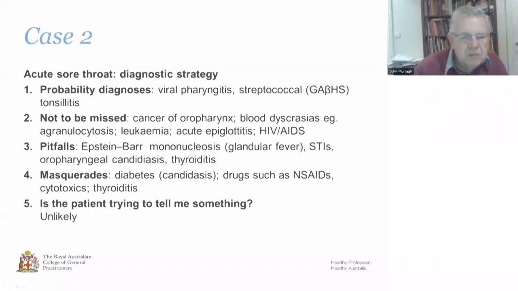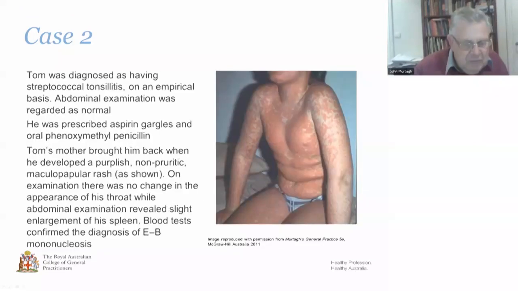Your masquerades here, to go through your list, you've got diabetes, you've got drugs, and you've got the thyroid. Is the patient trying to tell me something? This young man, most unlikely. I've had 3 children present like this with sore throats. I don't think they're trying to tell me anything, but the provisional diagnosis, of course, was mononucleosis in them. Let's just look a bit further in this young man.